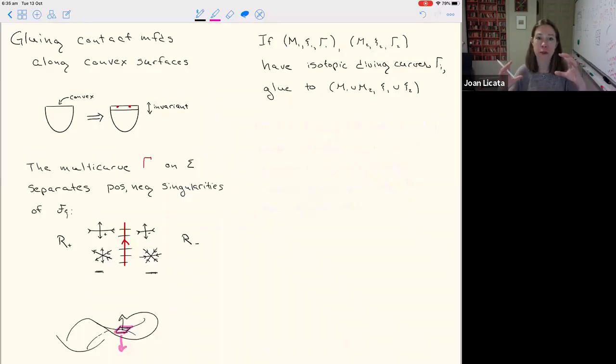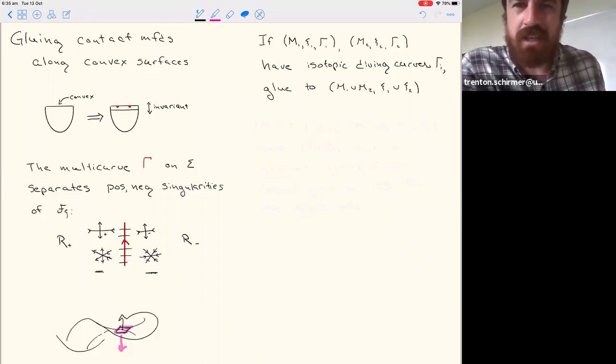I'm assuming that we have a diffeomorphism from one to the other, and what I want to know is, when I look at that diffeomorphism and I compare the dividing set on one and the image of the dividing set on the other, what do these look like? And if they're isotopic, then I can actually glue them up so that the contact structure just extends. Thanks. That's obviously an important point to make.